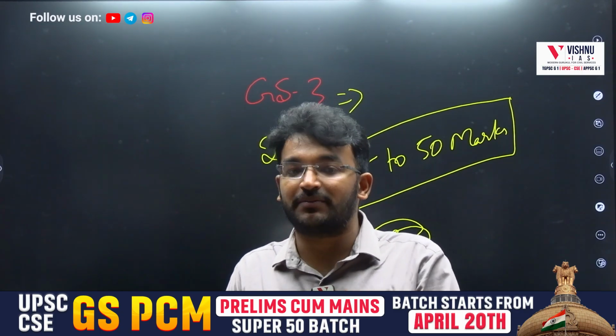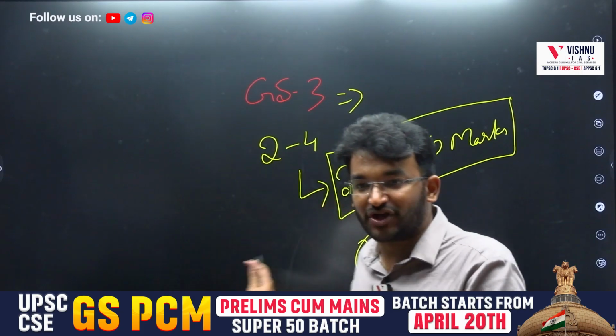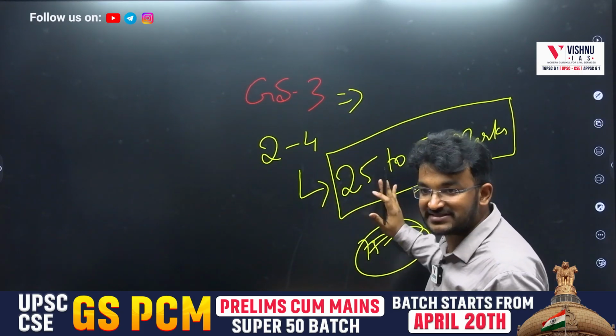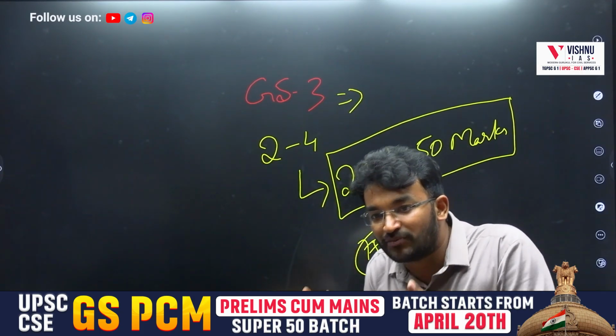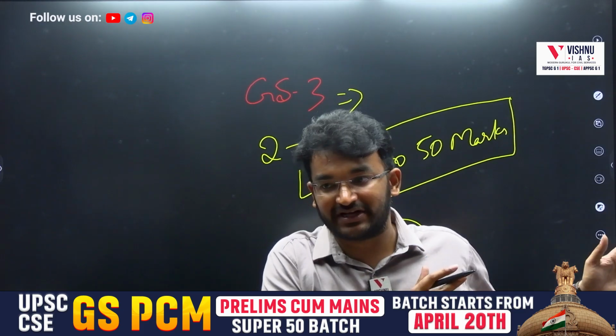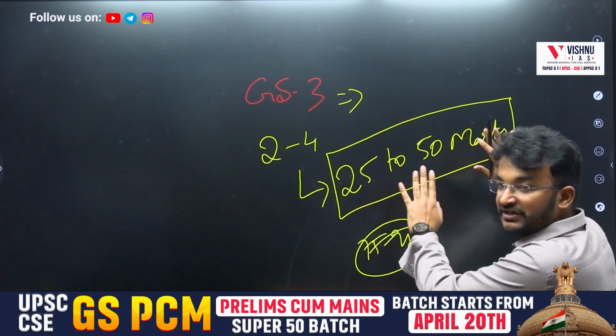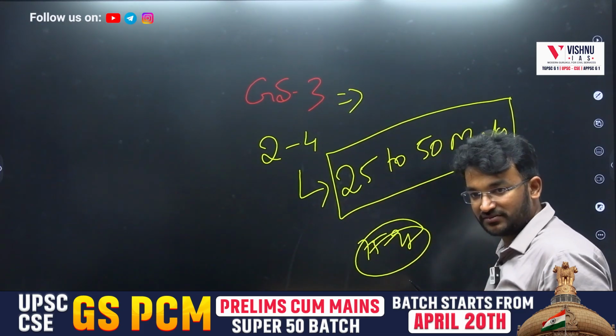40 marks or 45 marks is agriculture. The rest will be covered by environment, science and technology, and internal security. So how much weightage are we giving to economy and agriculture? Similar weightage we need to give to these subjects also.